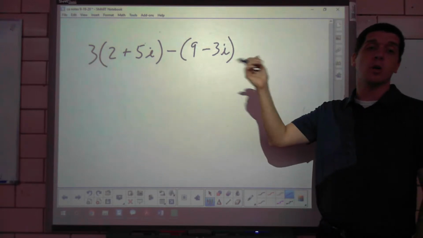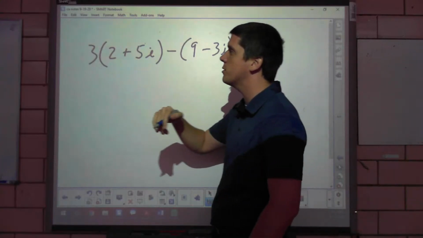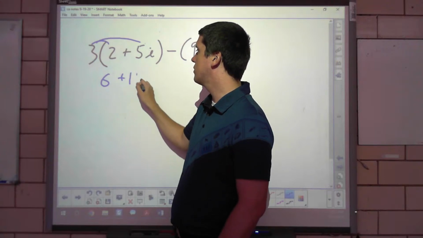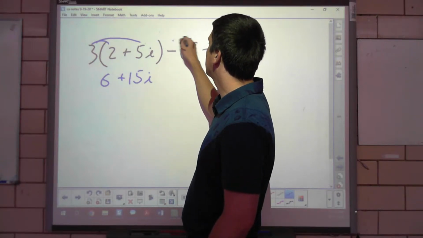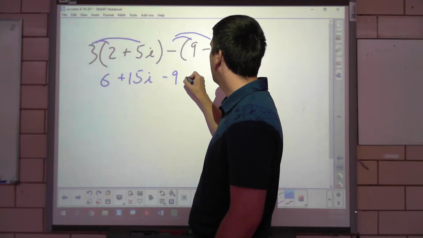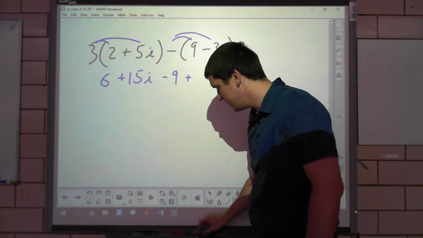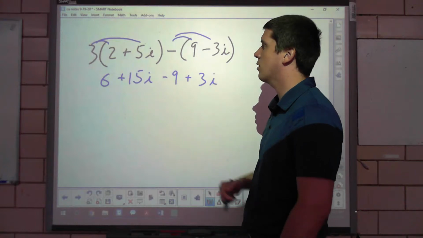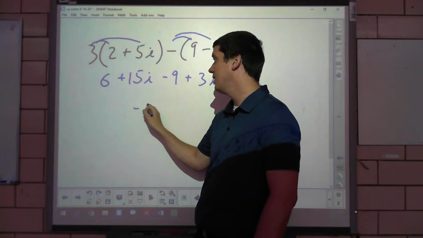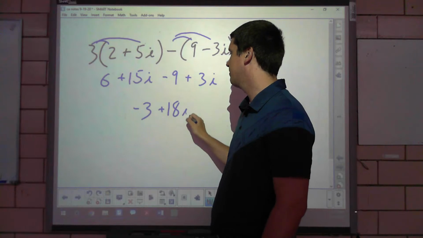Now, here might be a little more complicated, but the same way that we can distribute and all that other good stuff, I can still distribute here. So I can distribute this 3 to get 6 plus 15i, and then distribute that minus sign. So we have minus 9, and then plus, why did I write 9i? Sorry, 3i. Looked at the wrong thing. Then again, combine some like terms, 6 minus 9, negative 3, 15i, 3i, plus 18i.